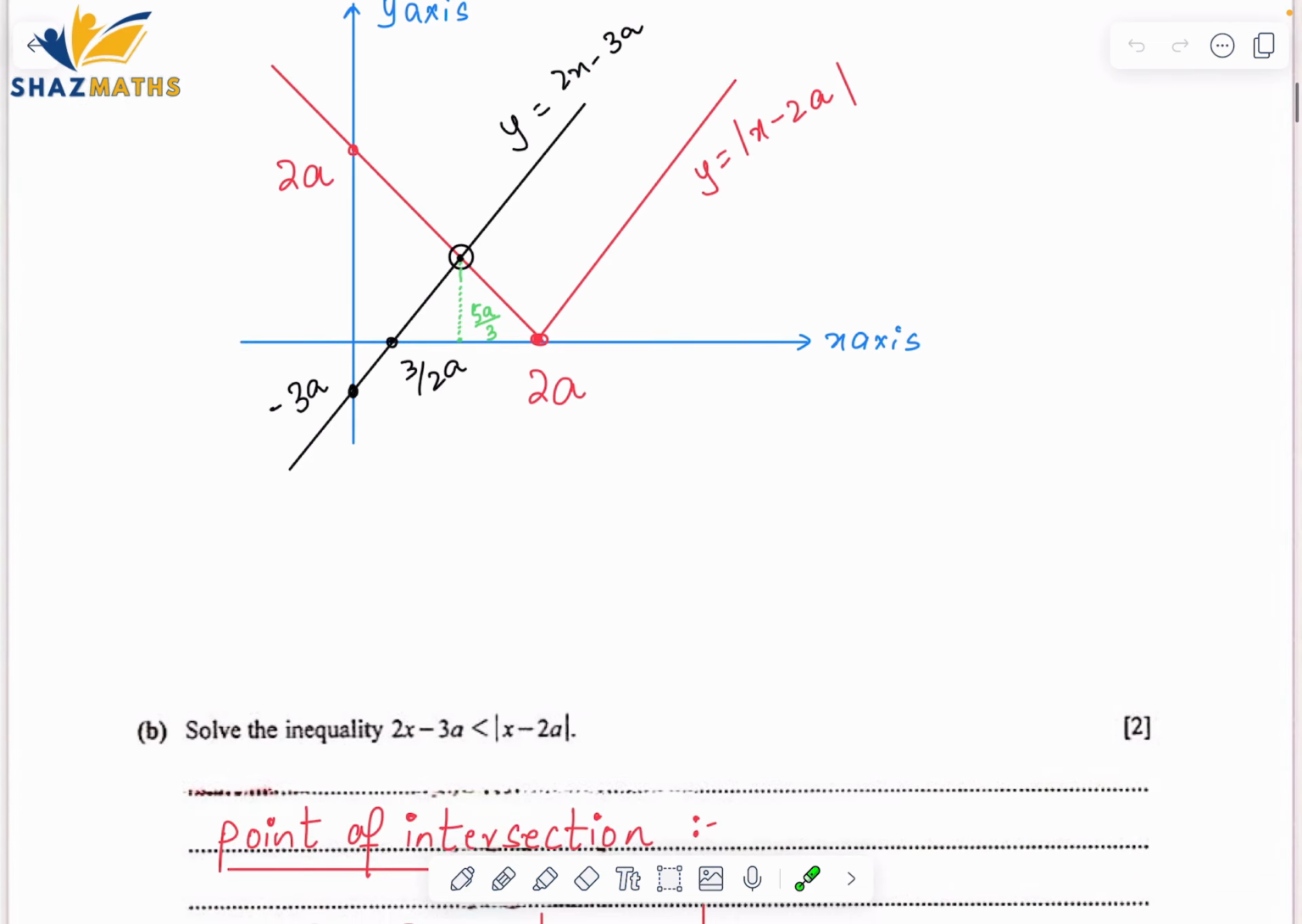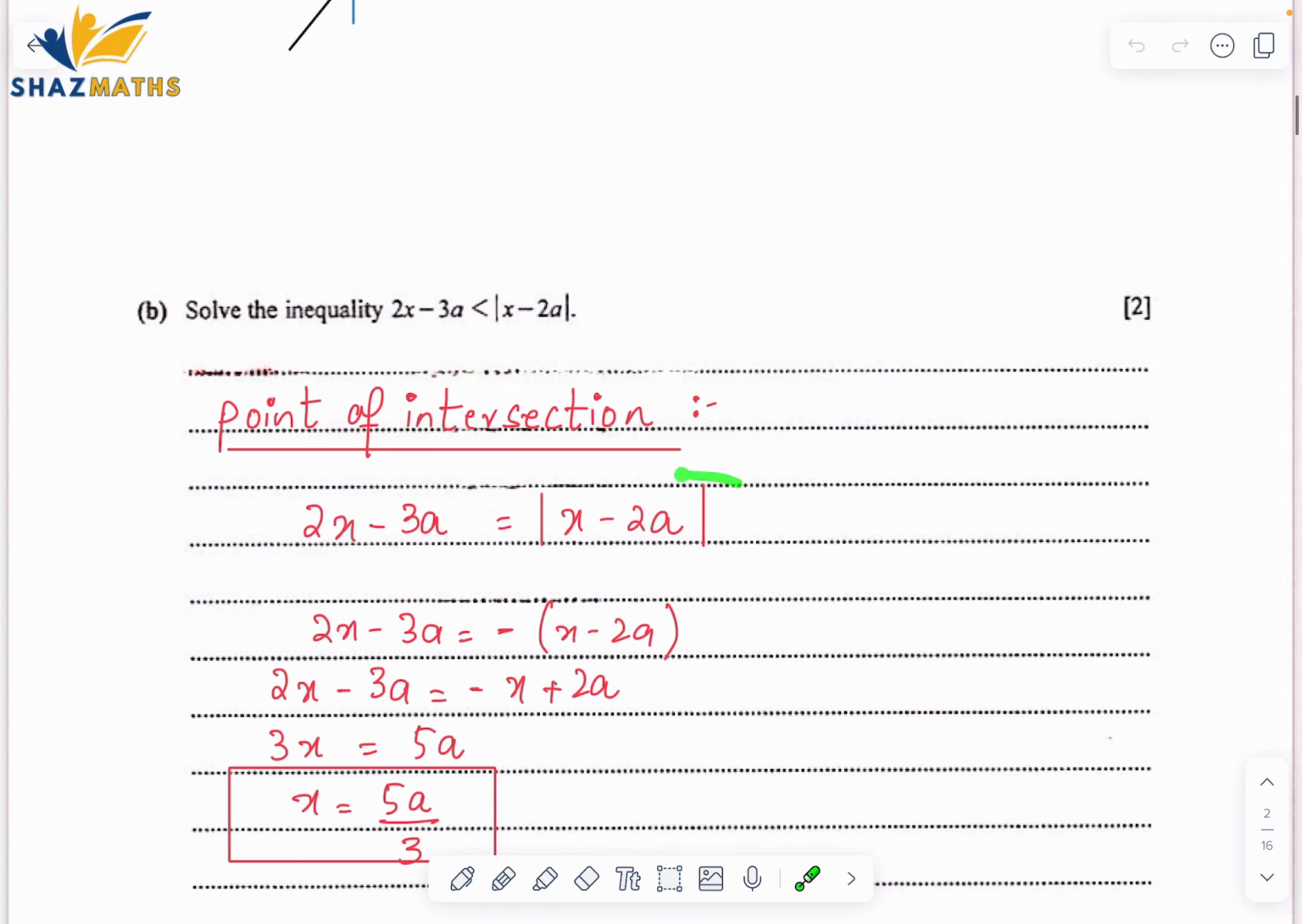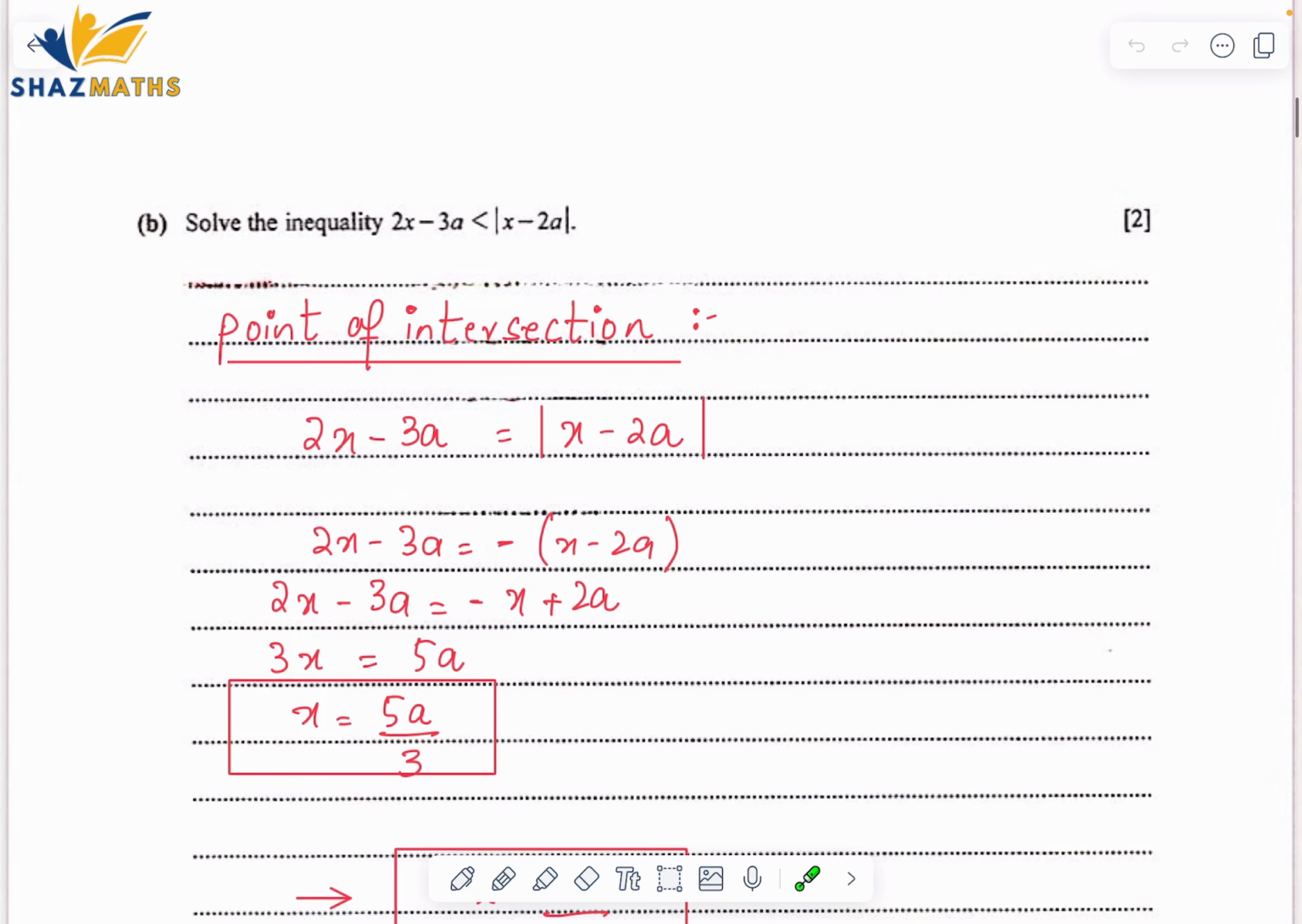Now, definitely these two graphs will intersect at a point. In order to find the point of intersection, we will equate the equations of these two graphs. We'll remove the modulus by putting a negative sign outside the bracket and find the value of x, which is 5a by 3. So this will be our point of intersection.